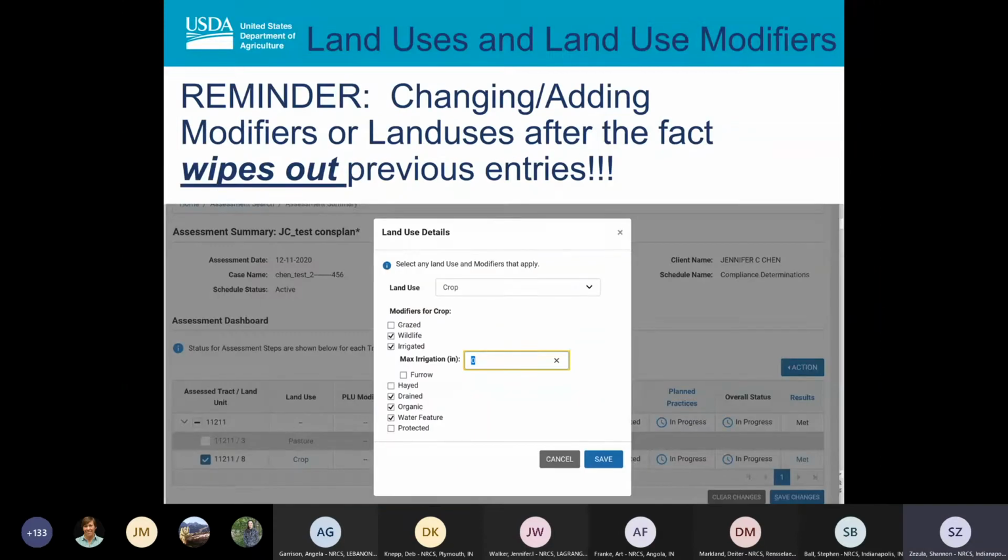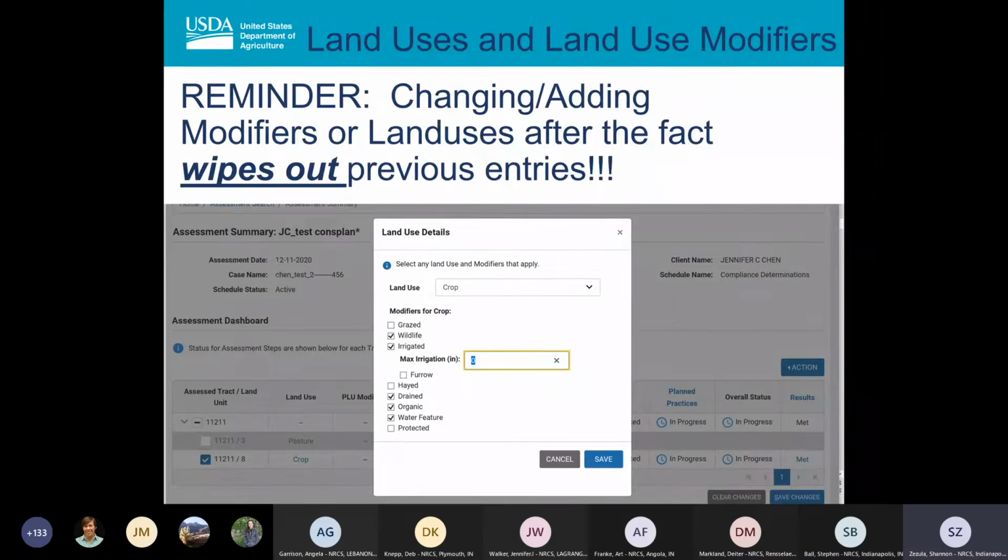Just as another reminder, another hard lesson we learned last year, if we change, whether that be add, delete, modify our land uses or our modifiers after we've already done some work in CART, it'll wipe out what you've already done. So again, it's really important to get those decisions up front as early in the CART process as possible so that your efficiencies are maximized. You don't have to redo a lot of data entry.